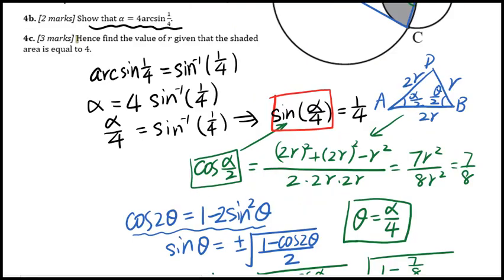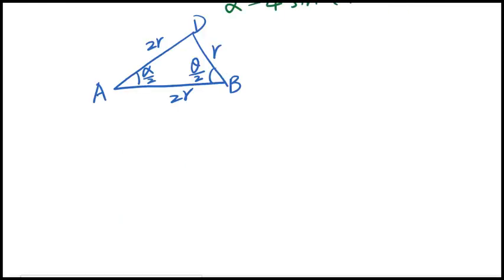Let's go to 4c. Hence, find the value of R given that the shaded area is equal to 4. We already figured out this alpha. We need to figure out this theta. You have 2 ways to figure out this theta over 2.